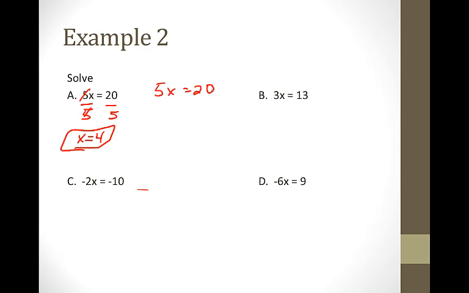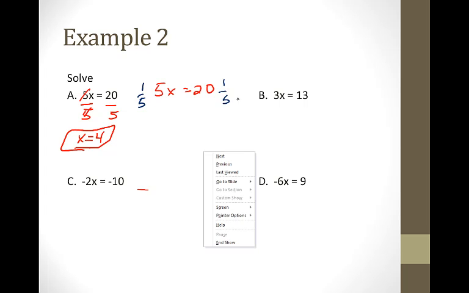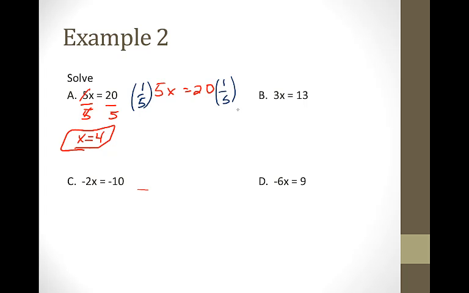Another way to do this, just to show you another way to think of these, is I can multiply by the reciprocal. So the reciprocal of 5 is 1/5. So I can multiply both sides by 1/5. So these 5's cancel, and I'll get x equals 5 goes into 20 4 times, and I'll get x equals 4. Exactly the same thing.